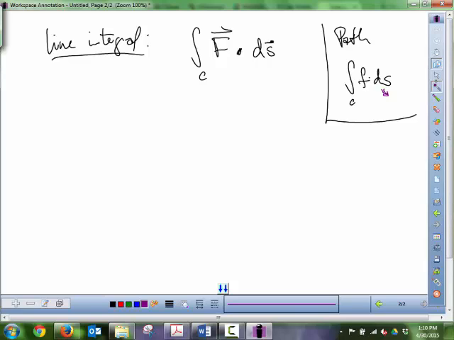let me write it like this. This is going to become more than a little sidebar here. So r will parameterize the curve C from A to B.